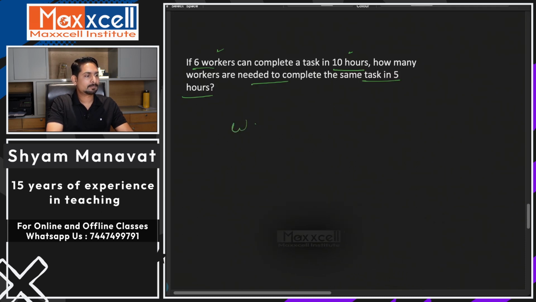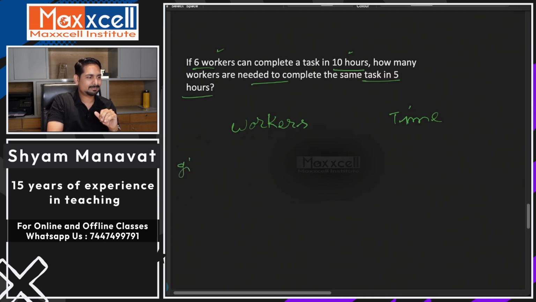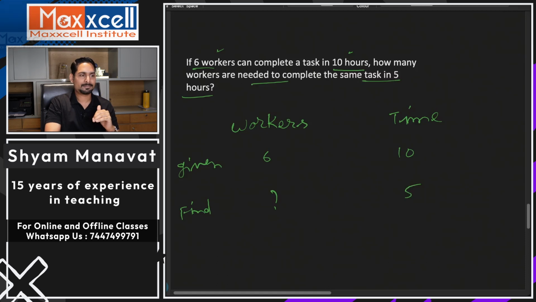So workers, and time. Are you going to decorate the solution this way in the exam? Don't do it. What I'm doing is just for explanation. So number of workers required 6, time required 10. What do we need to find? We need to find how many workers are needed if we have to complete the work in 5 hours. Half the time, right? So what do we do?